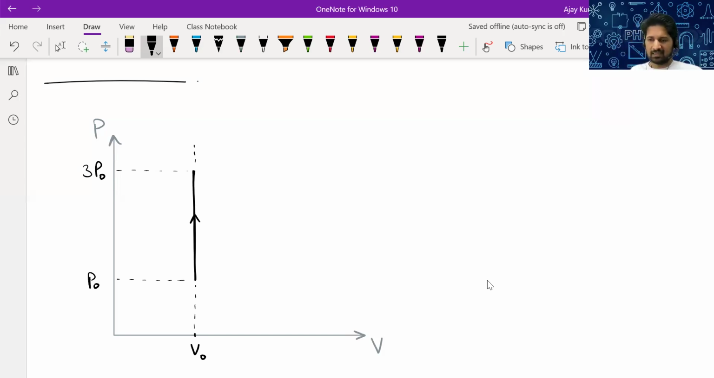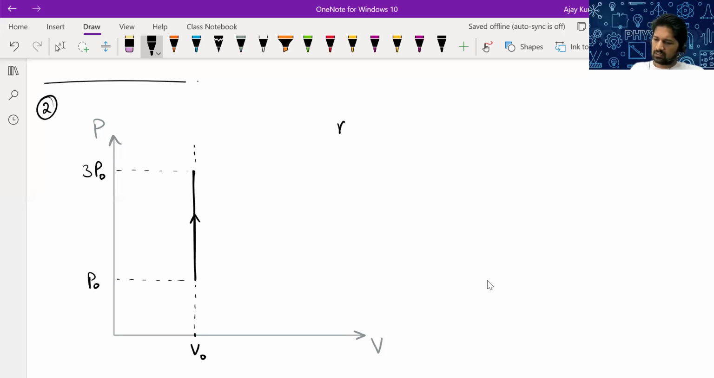So there will be no area between the graph and the volume axis at all. See, had the graph been like this, there would have been some area under it. But since the graph is a vertical straight line, you won't have any area between the graph and the horizontal axis. So since there's no area, you can say work done is zero. Okay, we know that anyway. In an isochoric process, work done is zero.